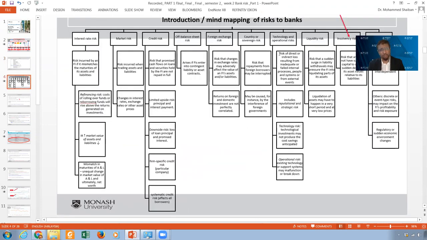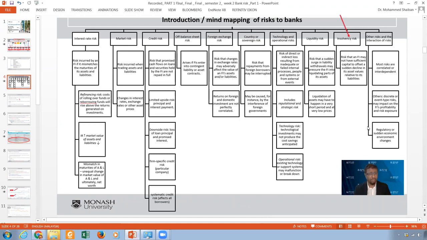I have developed for you this mind map for all those risks, and you can look at it. It should be very helpful because I have here, for example, the interest rate risk. I have the market risk, credit risk, off balance sheet risk, foreign exchange risk, and so on and so forth until we reach the other risks and the interaction of those risks.